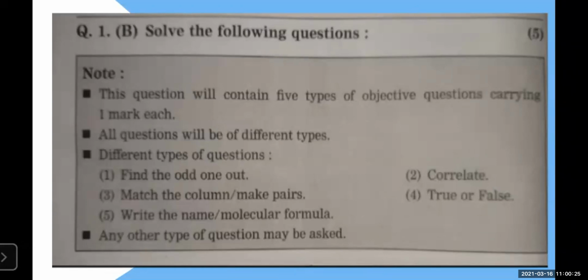Fourth one, it can be true or false, or the next can be name, write down the name or structural formula or molecular formula of some group like alkane, alkene, alkyne. They can ask you the structural formula, molecular formula for 1 mark, or any other type of objective question, not fill in the blanks, because MCQs are there already, so no fill in the blanks. Rest of all objectives can be there for 1 mark. So 5 questions for 5 marks.